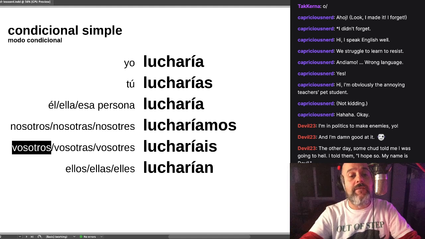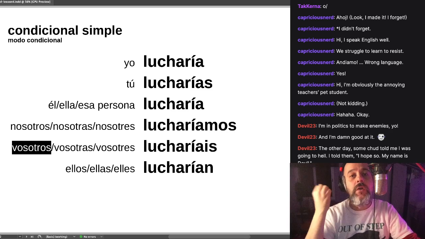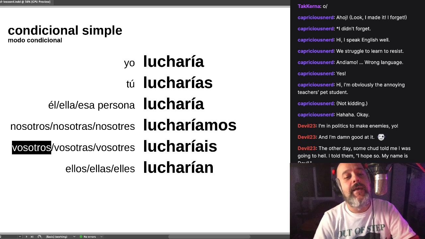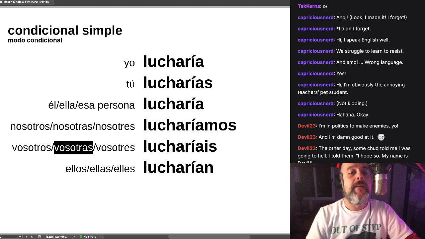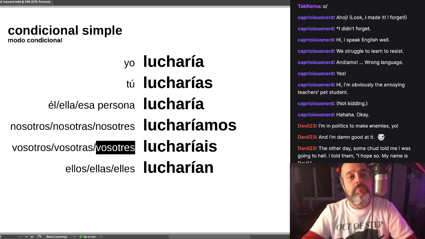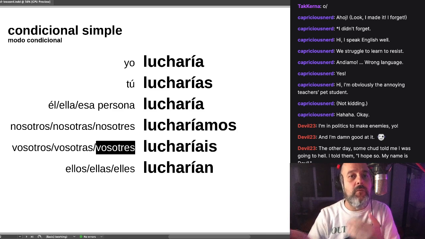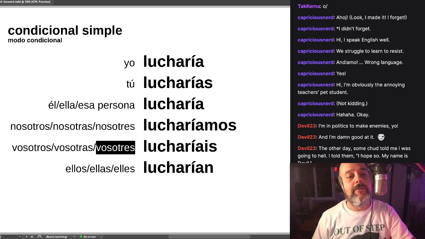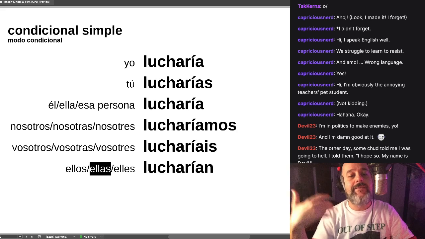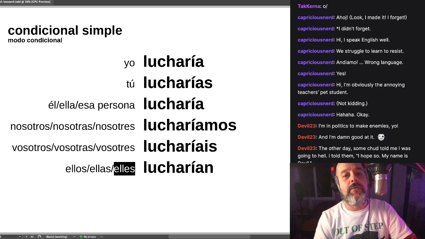Same as if we were using the second person plural: vosotros, you all guys, men, you all manly men; vosotras, you all womanly women; or vosotros, you all mixed group of non-gender, non-binary people, or a mixed group with men, women, and non-binaries mixed, you know. And same thing with them. Ellos for manly man, ellas for womanly woman, and ellos for a mixed group of people or non-binary people.